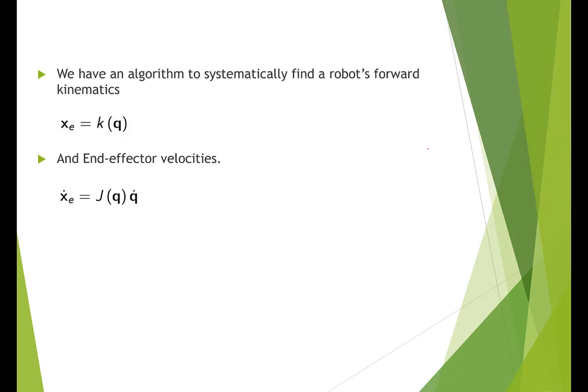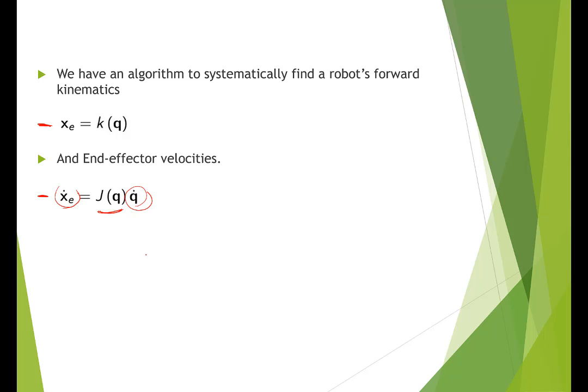Now, estimating the Jacobian is very straightforward, and if we want to have a recap, so far we found a way to get the robot's forward kinematics. We can get the velocities as well after we calculate forward kinematics. All we need to do is get the Jacobian from forward kinematics, and then this would give us the velocity of the robot end effector as a function of joint velocities.